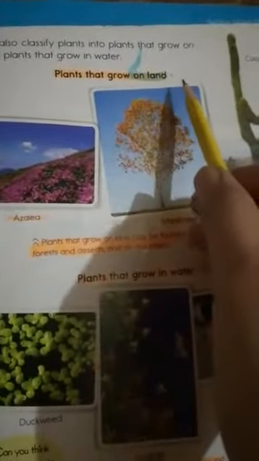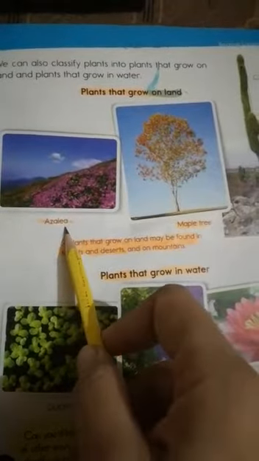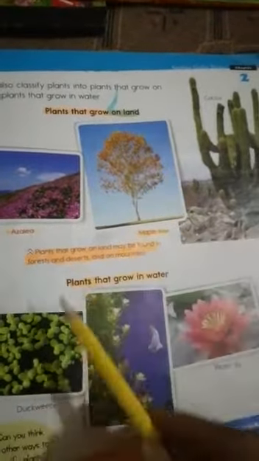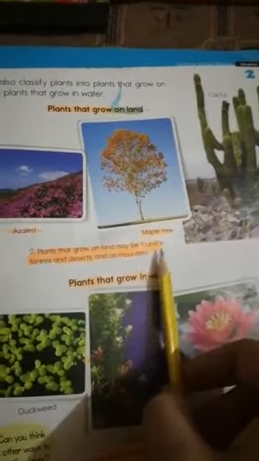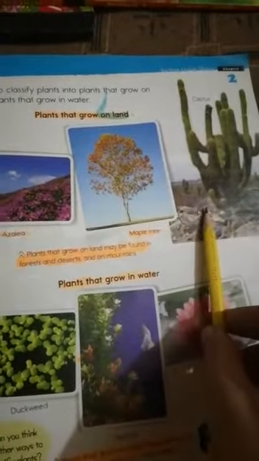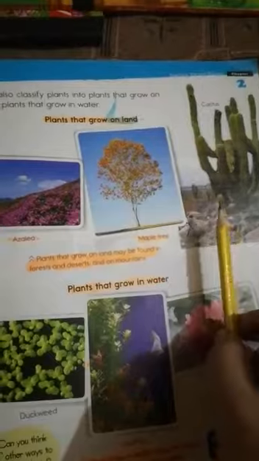And the third category is plants that grow on land. These plants are azalea, maple tree, and cactus. Plants that grow on land means that these plants can grow on land and they can be found in forests, deserts, and mountains. Like cactus, you know, cactus grows in the desert. And the maple tree and the azalea are plants that grow on land.